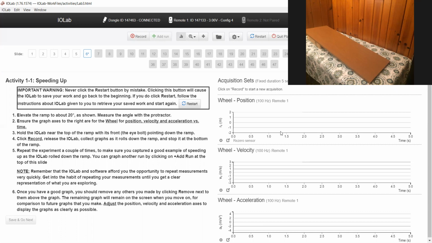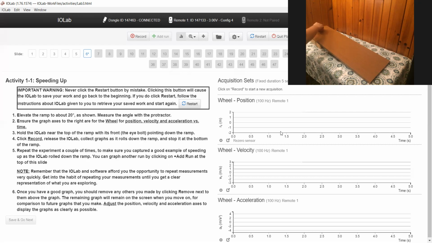After that, we have to make the ramp around 20 degrees, and they want us to move in the positive y direction, speeding up. Make sure the force sensor points toward positive y. Where you have the force sensor, this is pointing from the double wheel to the single wheel; that will be the positive y axis. Then you can put the IOLab on top.